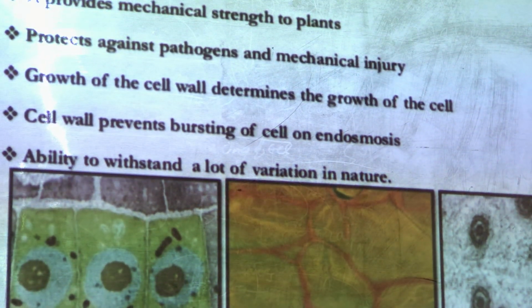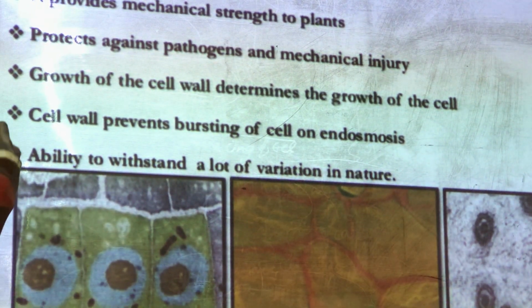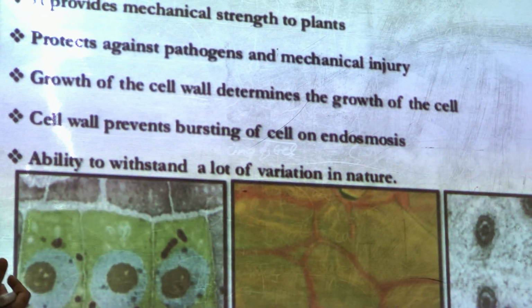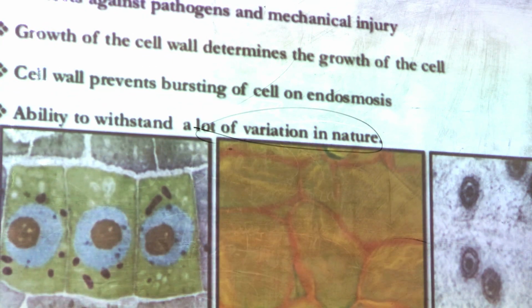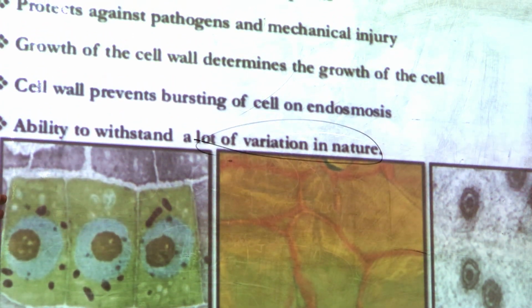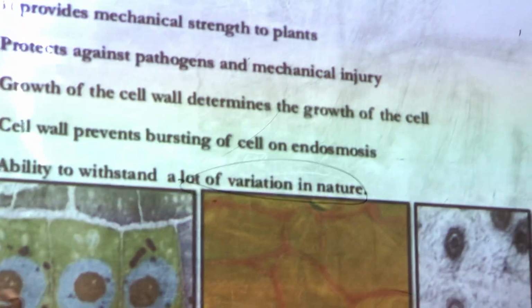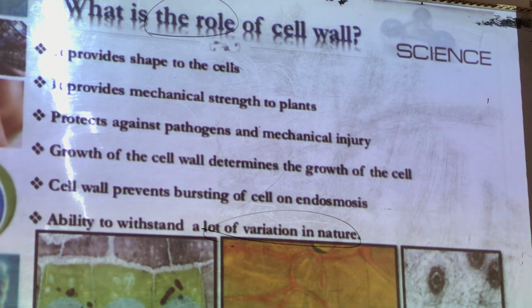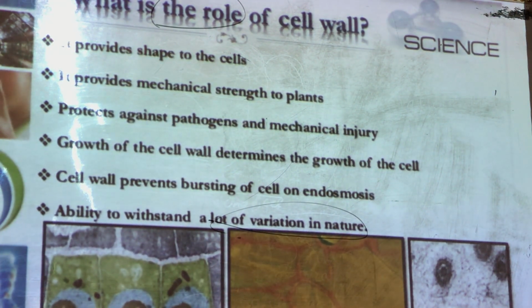Okay, so now you understand what is the role of the cell wall. It helps the plant cell withstand a lot of variations in nature. So the cell wall is actually very important for plants, because they continuously have to face a lot of variations in nature. They have to withstand the harsh climate. Okay, so that's the role of the cell wall.